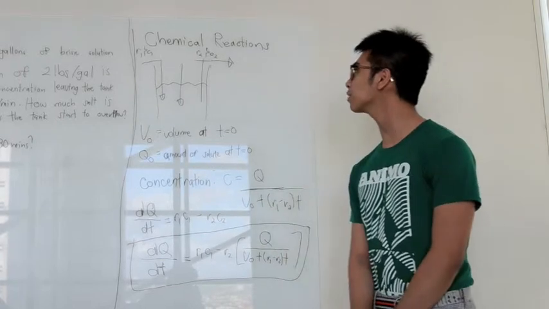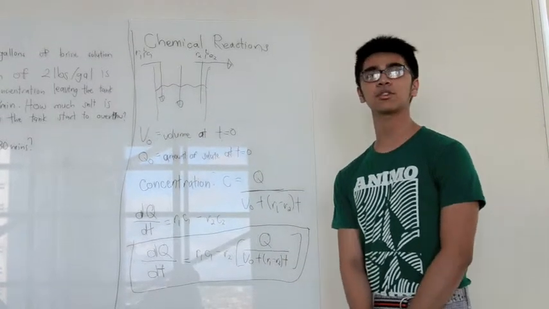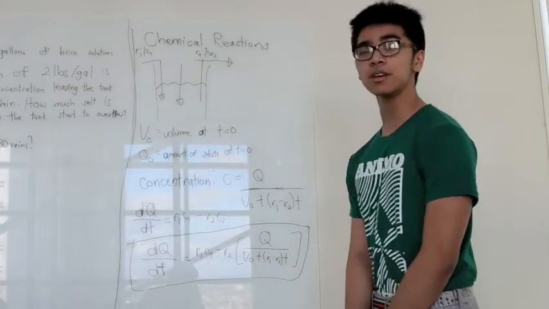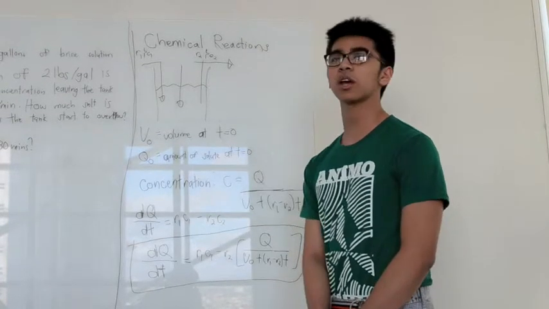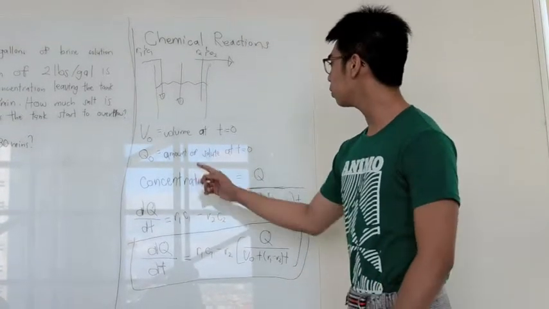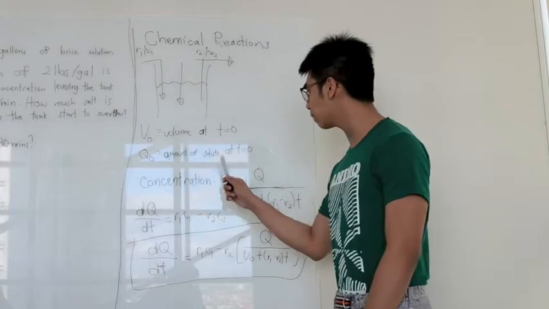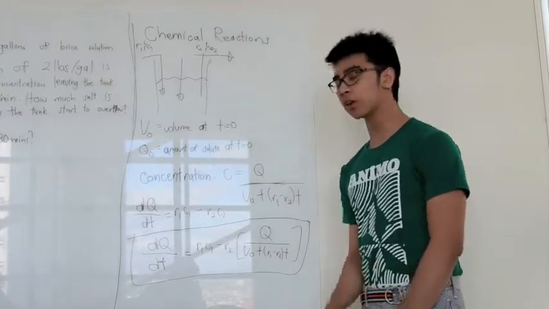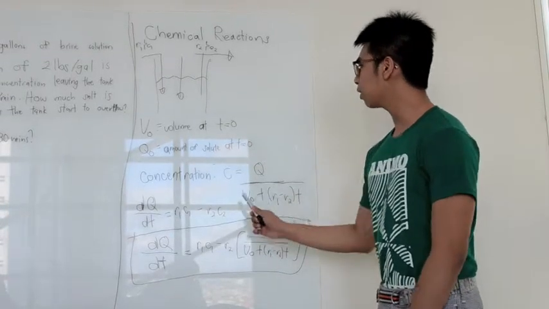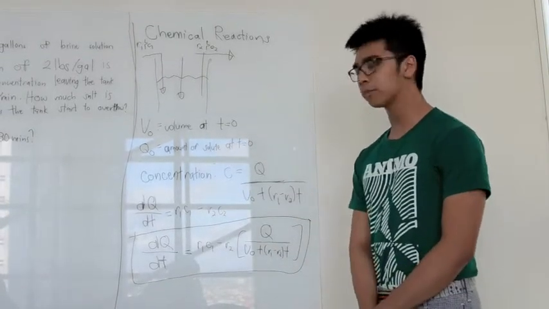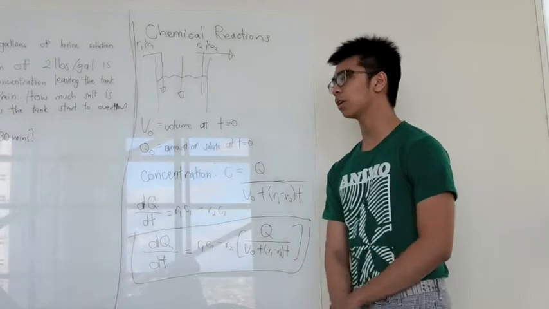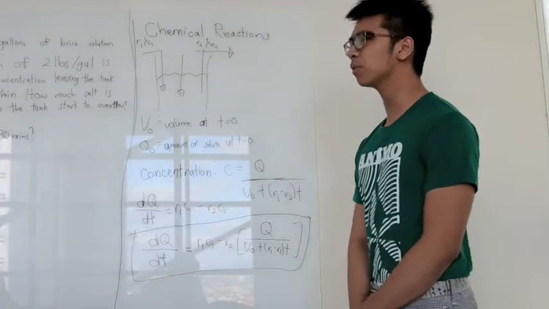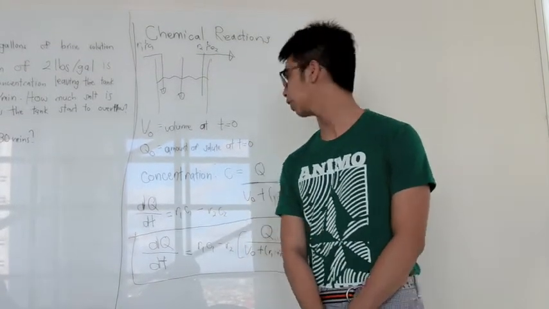Today, we will be discussing chemical reactions involving differential equations. As you can see here, V0 is equal to the volume when time is equal to 0, and Q0 is equal to the amount of solute when time is equal to 0. The concentration, or C, is equal to the amount of solute over the volume at t equals 0 plus the quantity R1 minus R2 times the total time. R1 is equal to the first rate while R2 is equal to the second rate.